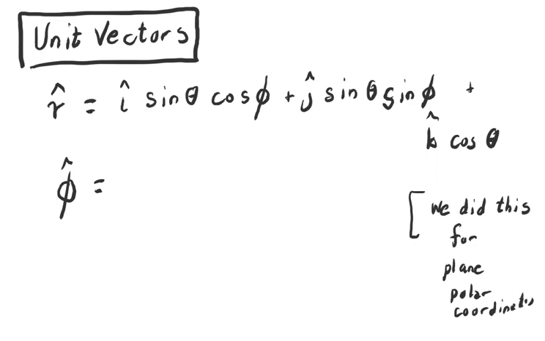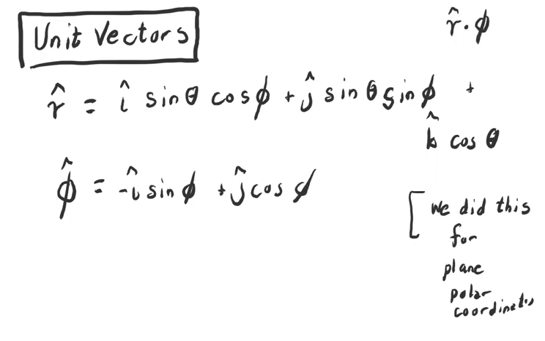It is nothing more than minus i hat sine phi plus j hat cosine phi. And again, prove these things for yourself. Test them. Look at the dot product of r hat with theta hat. Look at the cross product of r hat with theta hat. Look at the cross product of theta hat with r hat. Calculate these guys. See if they give you the right results in limiting cases.